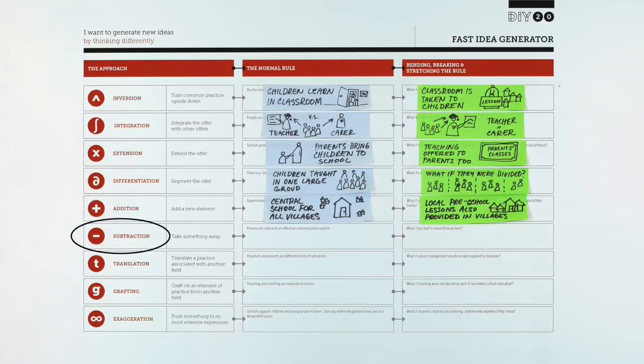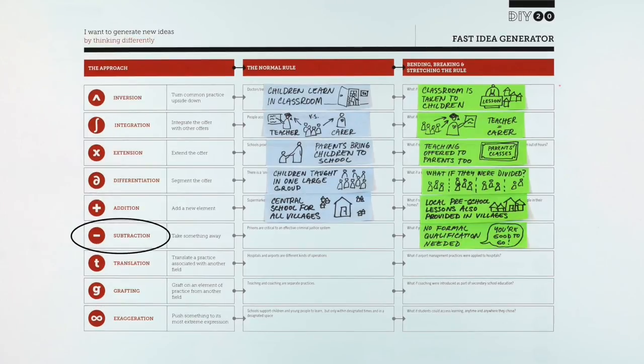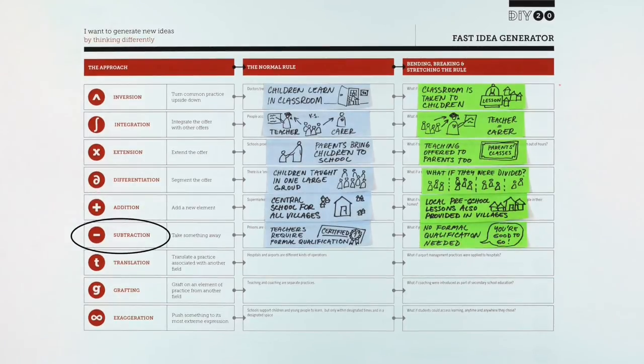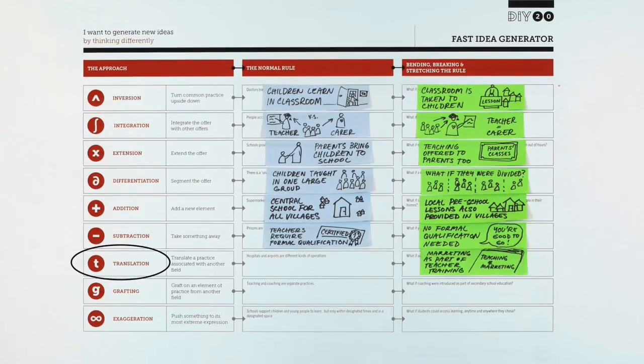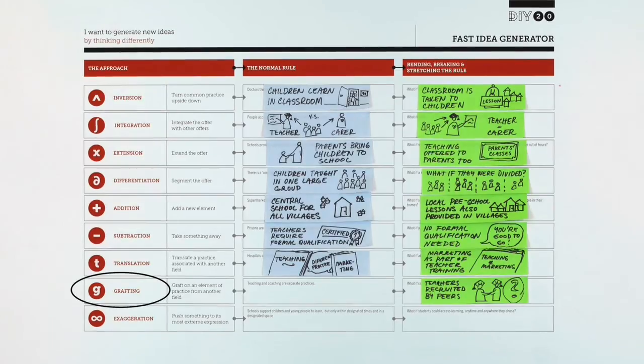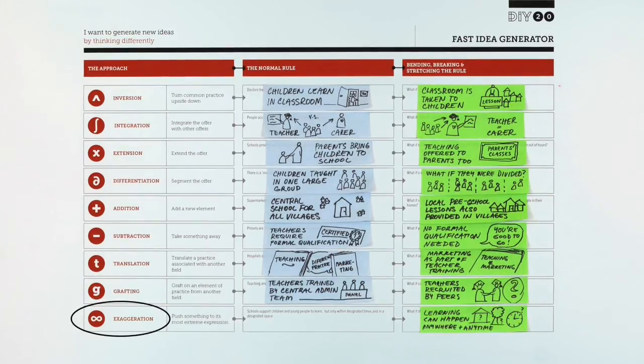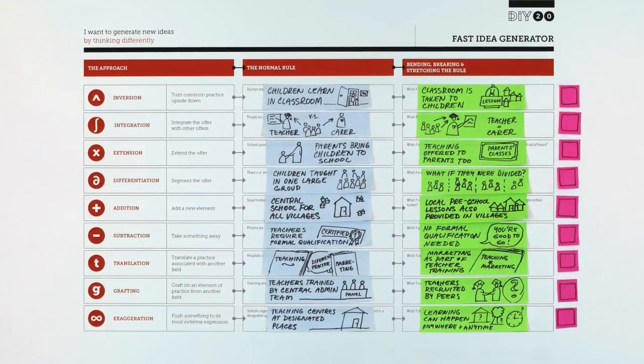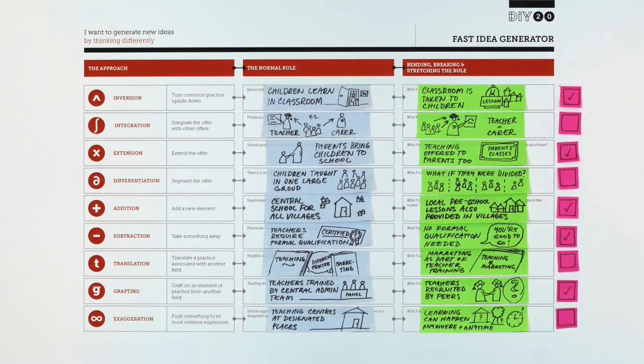Through the subtraction approach, she takes away unnecessary elements of what happens now. Rikta uses the translation tactic to apply a new practice from another field. Through grafting, she inserts something that works from another field and combines it with teaching. Finally, Rikta uses exaggeration and tries to push teaching to the extreme. Rikta now has a number of options to choose from to develop a really compelling idea.